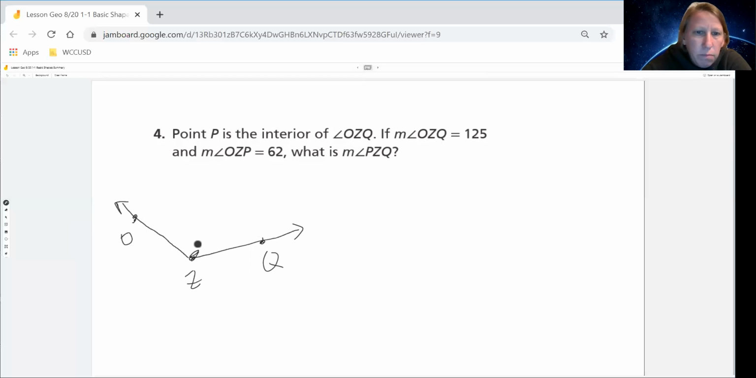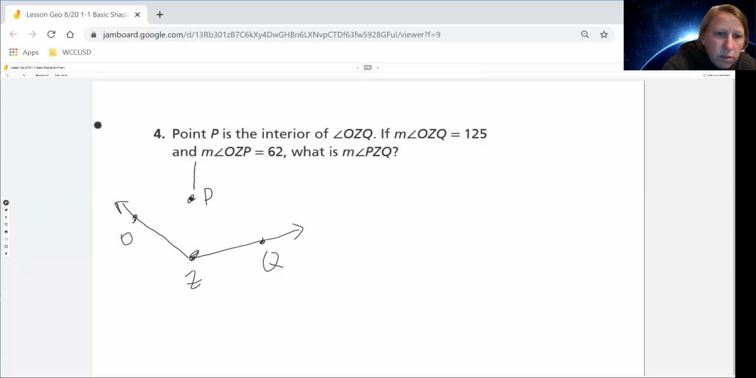Measure of OZP, well, if I put P here, that's actually too big. This is supposed to be 62. So I'm going to undo that. I'm going to try to make your picture as accurate as you can. It's not always possible, but if you take your time, it's not too bad. So I'm going to put point P about here. P is in the interior of angle OZQ.